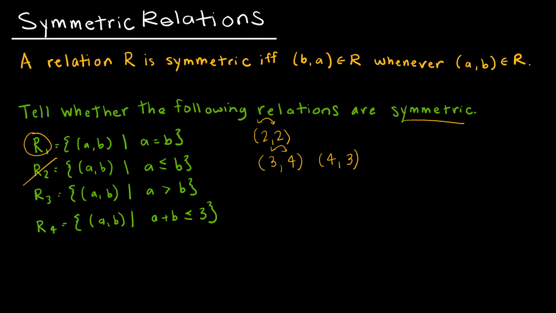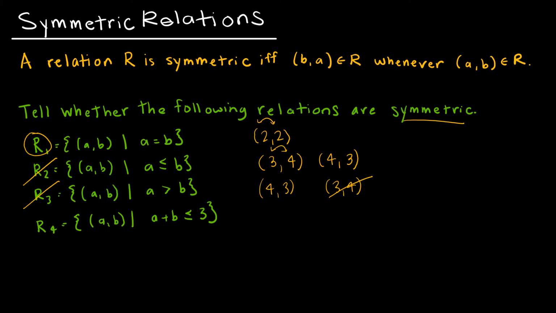R3, remember this is that a is greater than b, and again this is going to be similar to R2, where if I said (4, 3), and then I switch them to (3, 4), (3, 4) is not in the set, so R3 is not symmetric. And last one, if a plus b is less than or equal to 3.